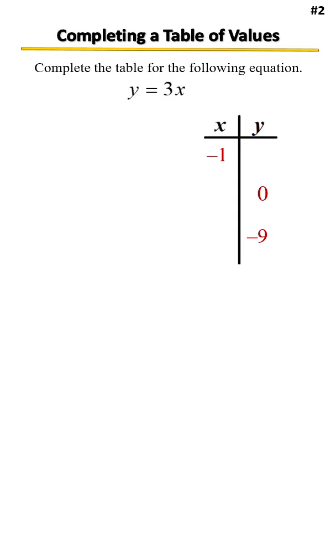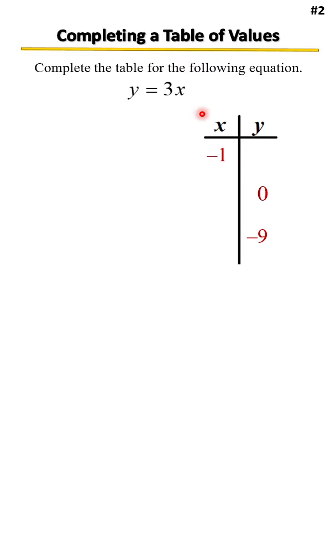Here we're going to complete the table of values for the following equation, y equals 3x. Notice here in the table of values, we do have some of our values, but some are missing. So you're going to have to use what you know to find out what you don't know. We'll start by plugging in a -1 for x to see what we get out for y.